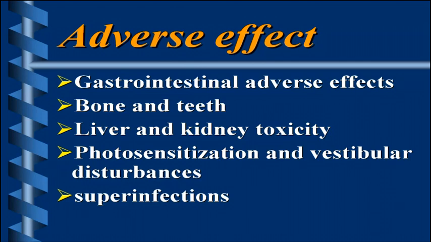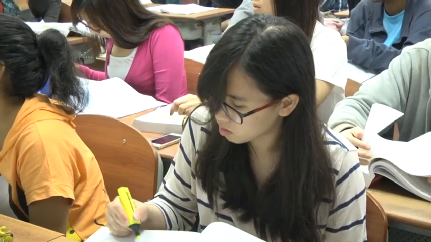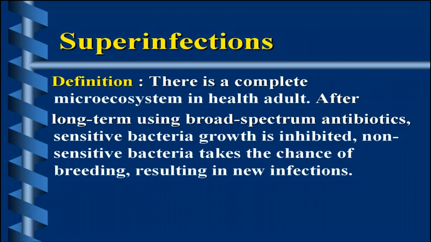The last one, another major adverse reaction, is superinfection. We have learned that in the beta-lactam antibiotics, the third and fourth generation cephalosporins can cause superinfection. And here we mention another type of antibacterial agent that also causes superinfection. So what is the concept and the definition of superinfection?